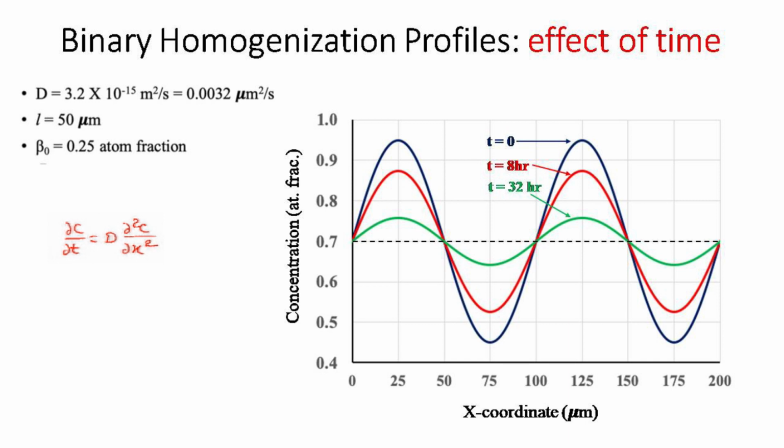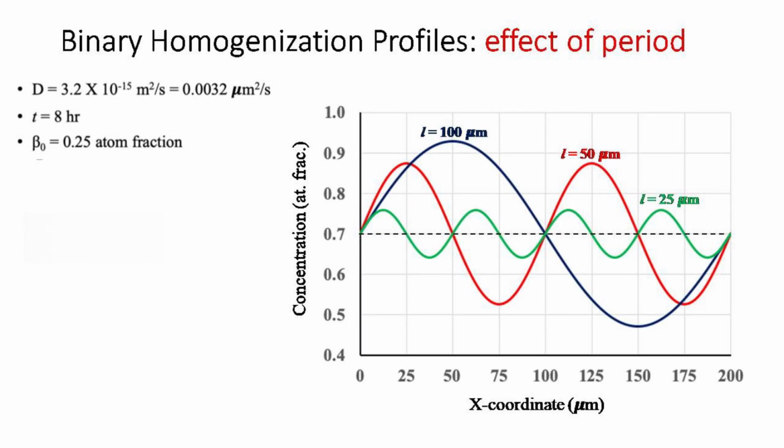Now, let us understand the effect of period and the diffusivity. We know the rate of homogenization, 1 by tau, was given by pi square D by L square. So, the rate is inversely proportional to L square. So, obviously, as the period increases, the rate of homogenization should decrease.